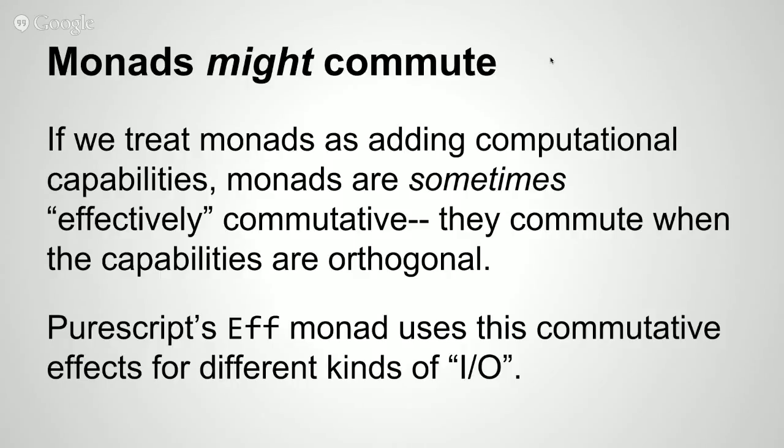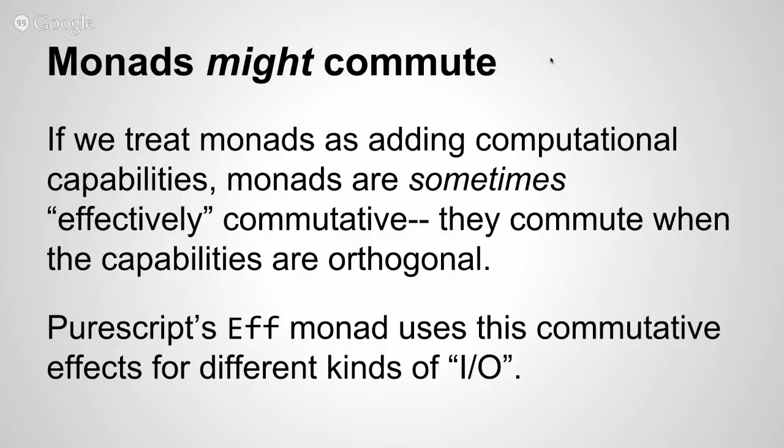Now, some monads do commute, and that's actually pretty interesting. Because if we think of monads as adding computational capabilities, if those capabilities are orthogonal, they don't interact with each other, then the monads do commute. So there's a language called PureScript. It's the Haskell community's answer to the browser, essentially. They have what's called an F monad or an effect monad, which uses something called row typing, which Haskell doesn't quite have yet. I mean, you can create it using language extensions. I might get into that later.